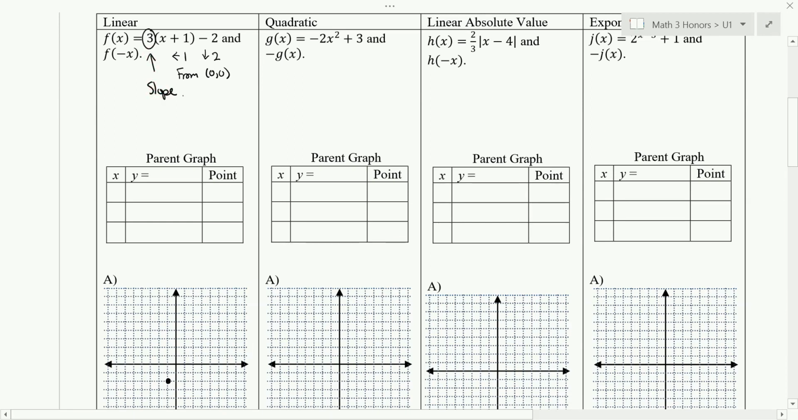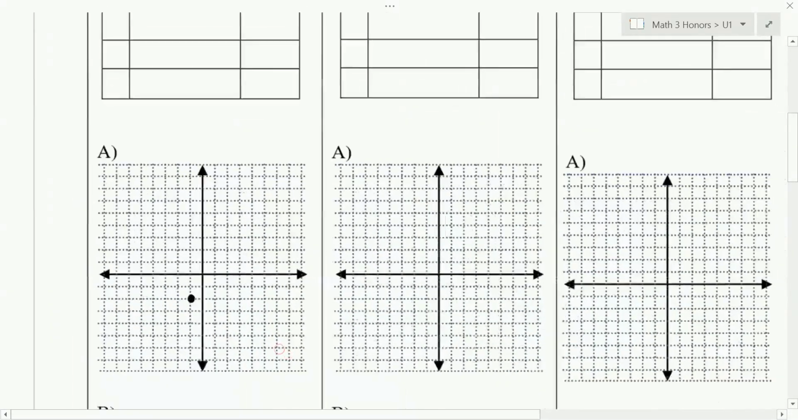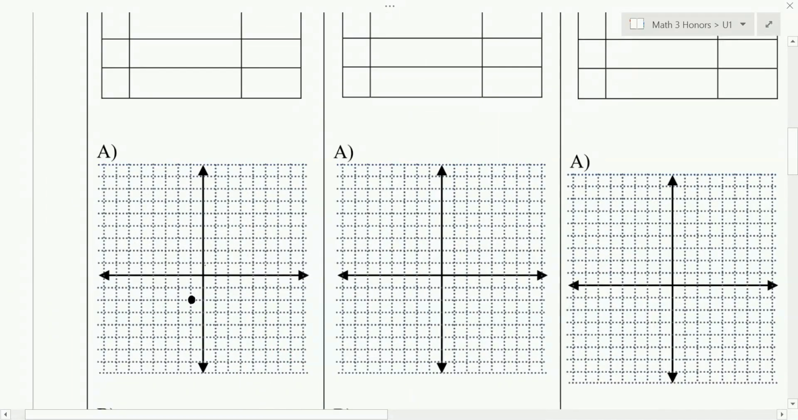And then 3 is my slope. And you can always write that as a fraction, rise over run. So that means from that point, I'm going to go up 3 and right 1. And that creates a second point. So from this point, I'm going to go up 1, 2, 3, right 1. And then I'm going to label this because we're going to put two graphs on here. This is f of x.